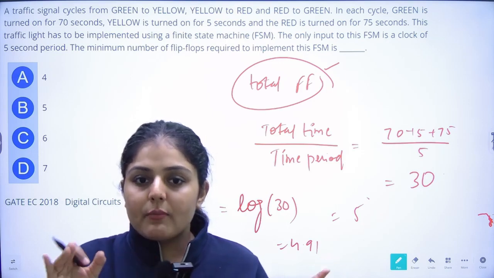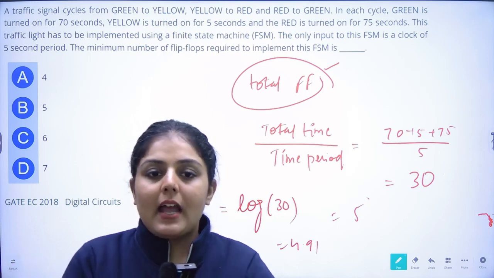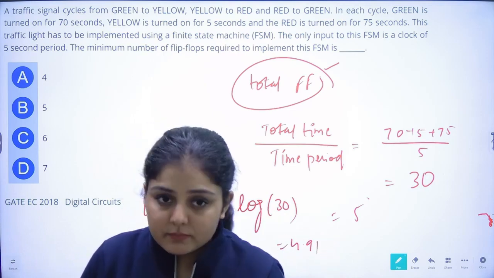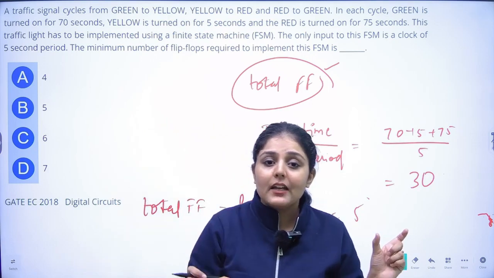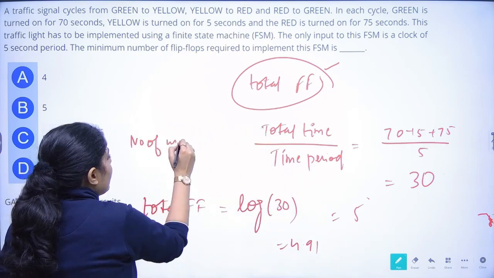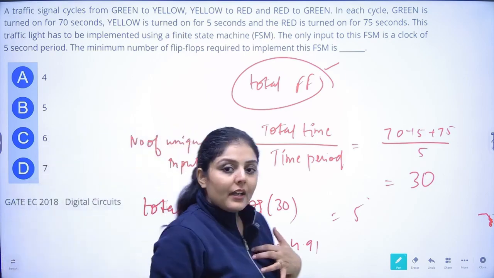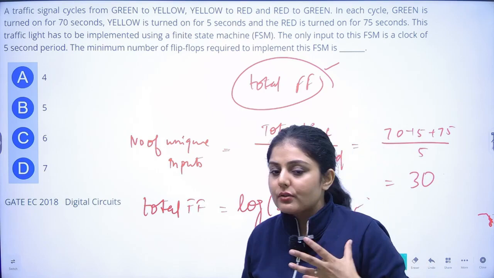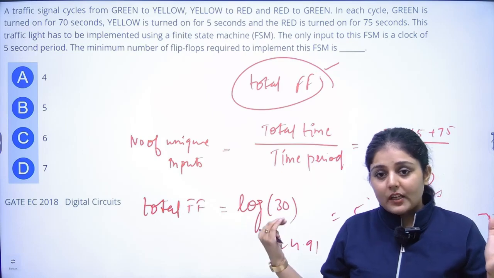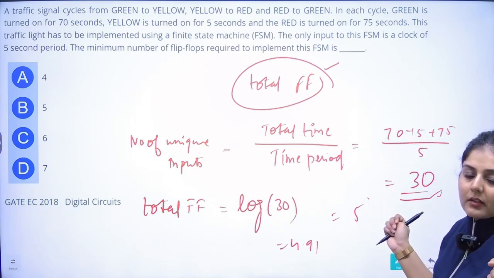In order to shift from green to yellow, yellow to red, and red to green, we need 70 plus 5 plus 75 seconds. And for only one input of the FSM, the clock is equal to 5 clocks. So how many unique inputs will we need? The total number of unique inputs required is 30. That we calculated by total time divided by the time period.